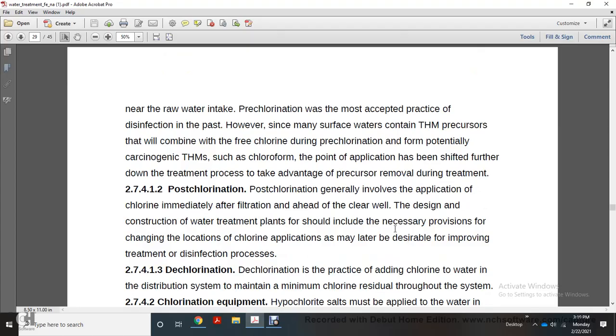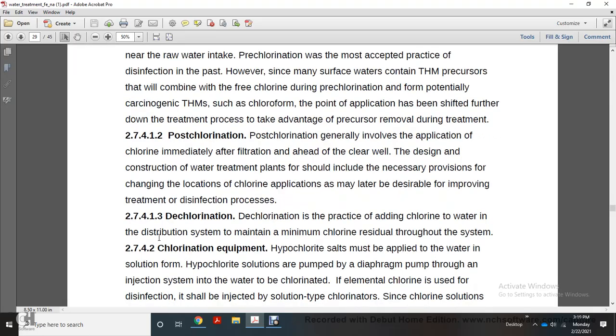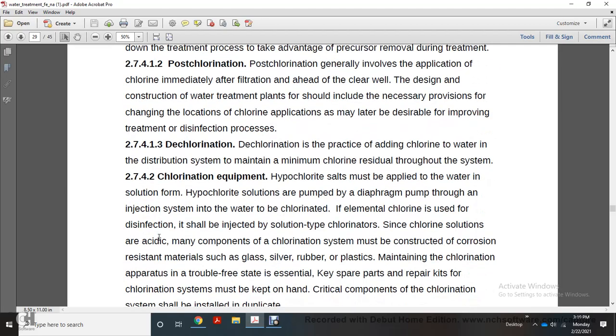Post-chlorination. Post-chlorination generally involves the application of chlorine immediately after filtration. Immediately after filtration, at the clear well. A newly designed or constructed water treatment plant should include the necessary provisions for changing the location of chlorine application, which may be desirable for improving the treatment or the disinfection process. Rechlorination is the practice of adding chlorine to water in the distribution system to maintain a minimum chlorine residual throughout the system.